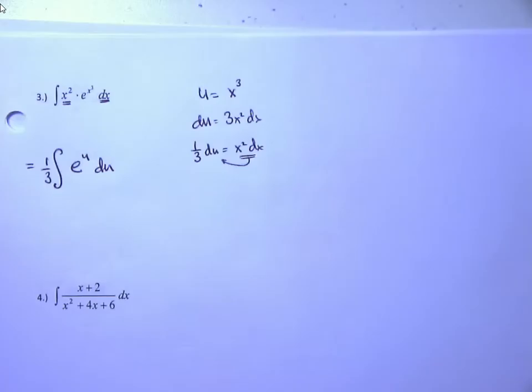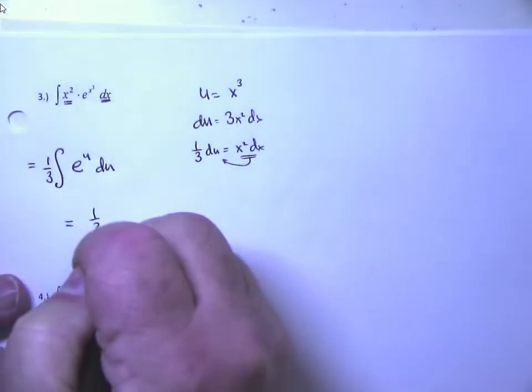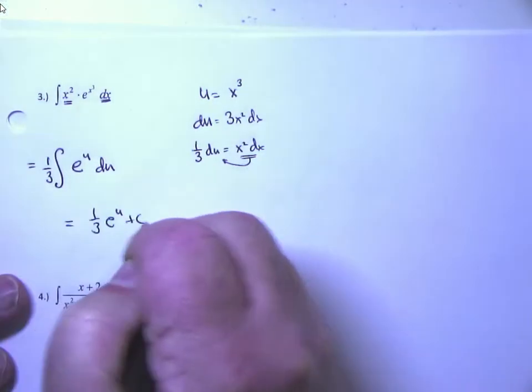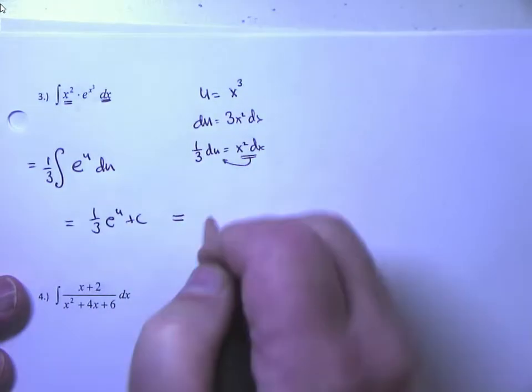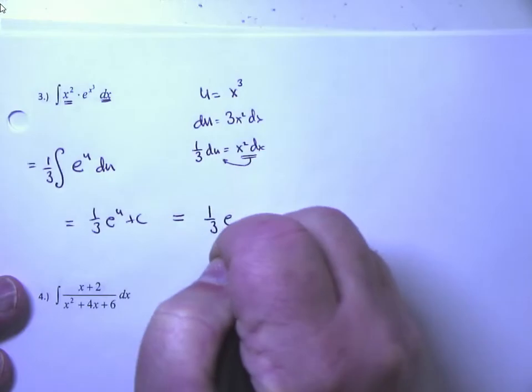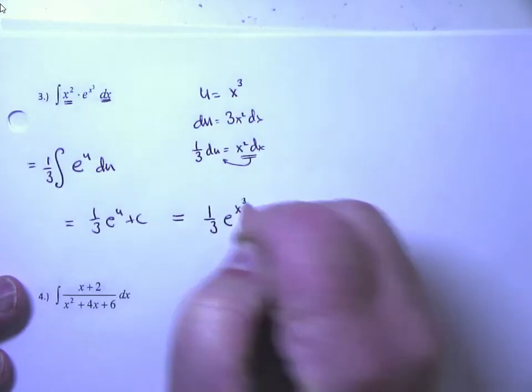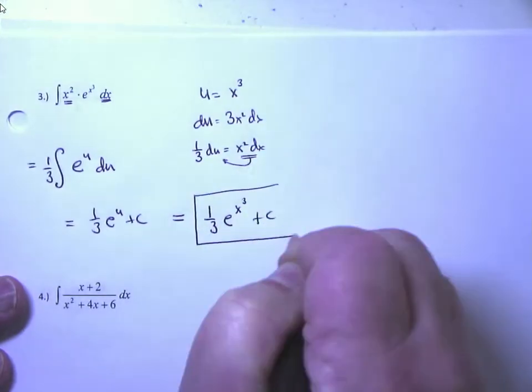So now it's a proper integral. 1/3 the integral of e to the u du. Well, this is the easiest formula worth memorizing here. So this would be 1/3, integral of e to the u is e to the u plus c. And then the last thing I'm going to do is back substitute. So this would be 1/3 e to the u, which was x cubed, plus c. There's my answer.